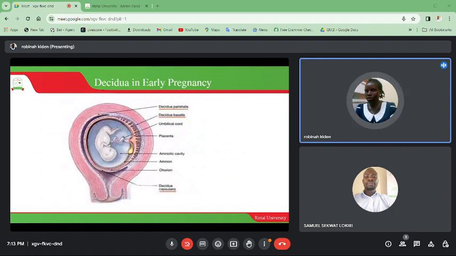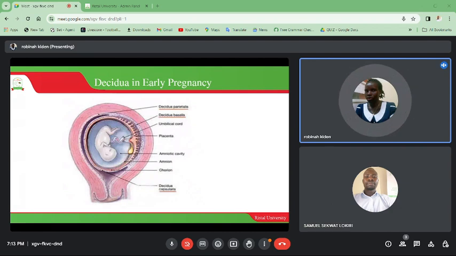Now, the decidua in early pregnancy. In early pregnancy, we talk about the walls of the uterus. Before fertilization takes place, the walls of the uterus are referred to as the endometrium. That is the inner walls of the uterus.